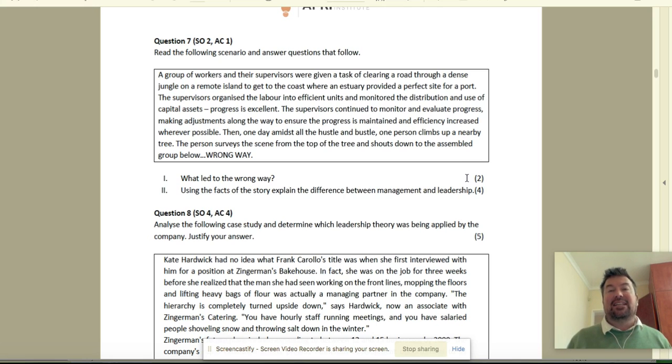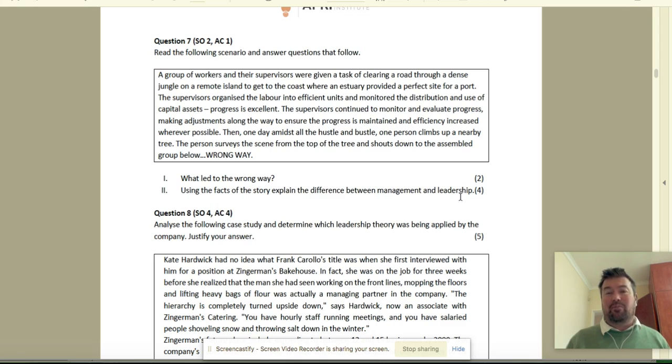Why did they get it so wrong? So tell me, based on the case study, why they got it so wrong. Then, using the facts of the story, tell us the difference between management and leadership. Now, you will see that there is a big conflict between management and leadership in this case study. So, using this case study, tell me leadership versus management, how they work themselves out.